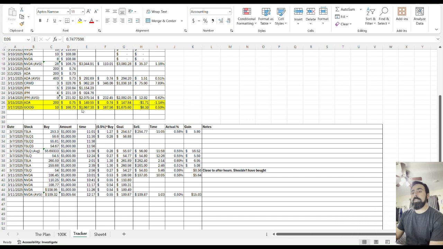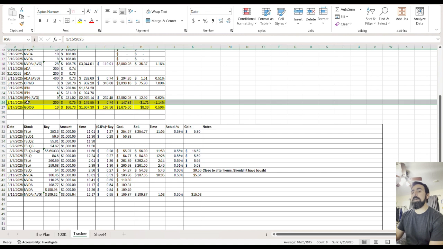In this part of the episode, we'll be going over a crypto trade that I did. We're going to start by looking at the spreadsheet. The trade I'm referring to is here. ADA traded on March 15th. This is Cardano. Bought 200 shares at approximately 75 cents.